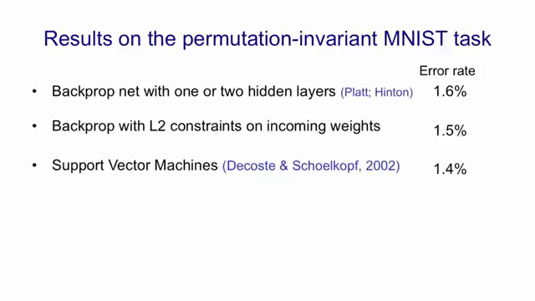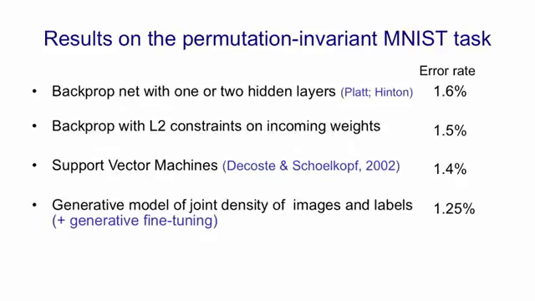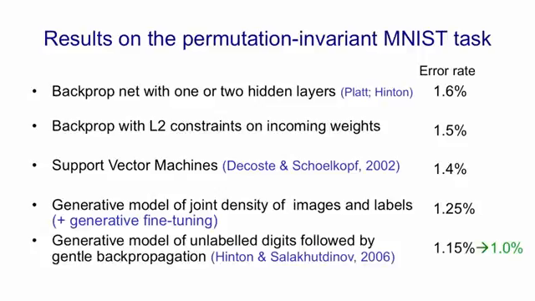If you pre-train a network using a stack of Boltzmann machines, and then you fine-tune it to be better at generating the joint density of digits and image labels, then you can get down to 1.25%. If you train a stack of Boltzmann machines and simply put a 10-way softmax on top and fine-tune it, you can get to 1.15%, and with more fiddling around, you can get that down to about 1%. So you can do a lot better than standard backpropagation, and also better than support vector machines, by using generative pre-training followed by discriminative fine-tuning.